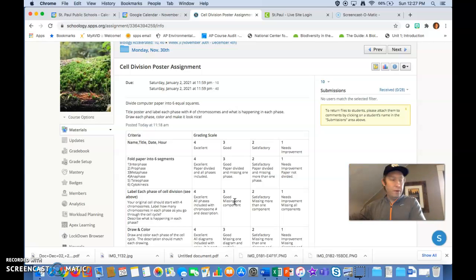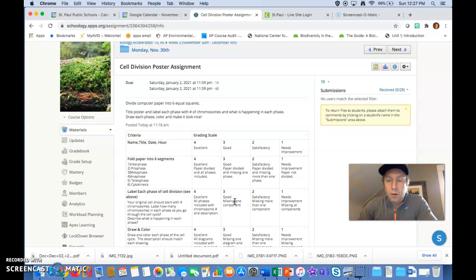If you want to draw out your squares because you don't like folding, you can get a ruler or just use your best judgment. And I'll just do this quick. 6 squares there. All right. And then, like I said, each square needs to be labeled. So let's see if this works in the camera. We have interphase, prophase, metaphase, anaphase, telophase, and cytokinesis.